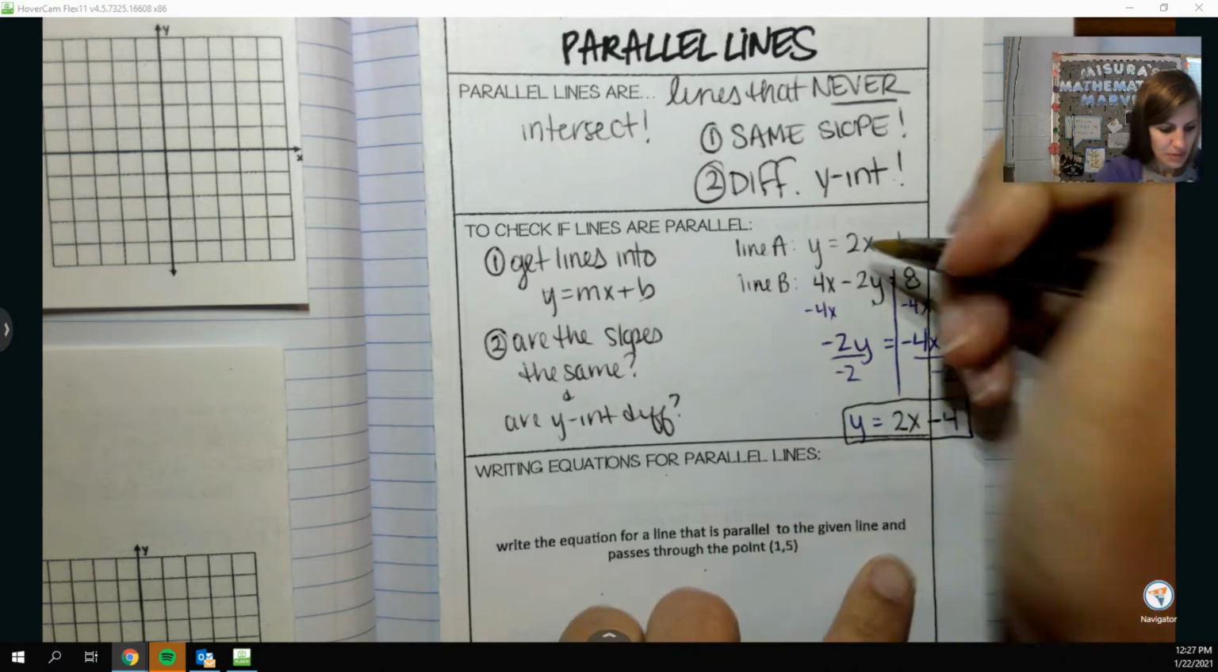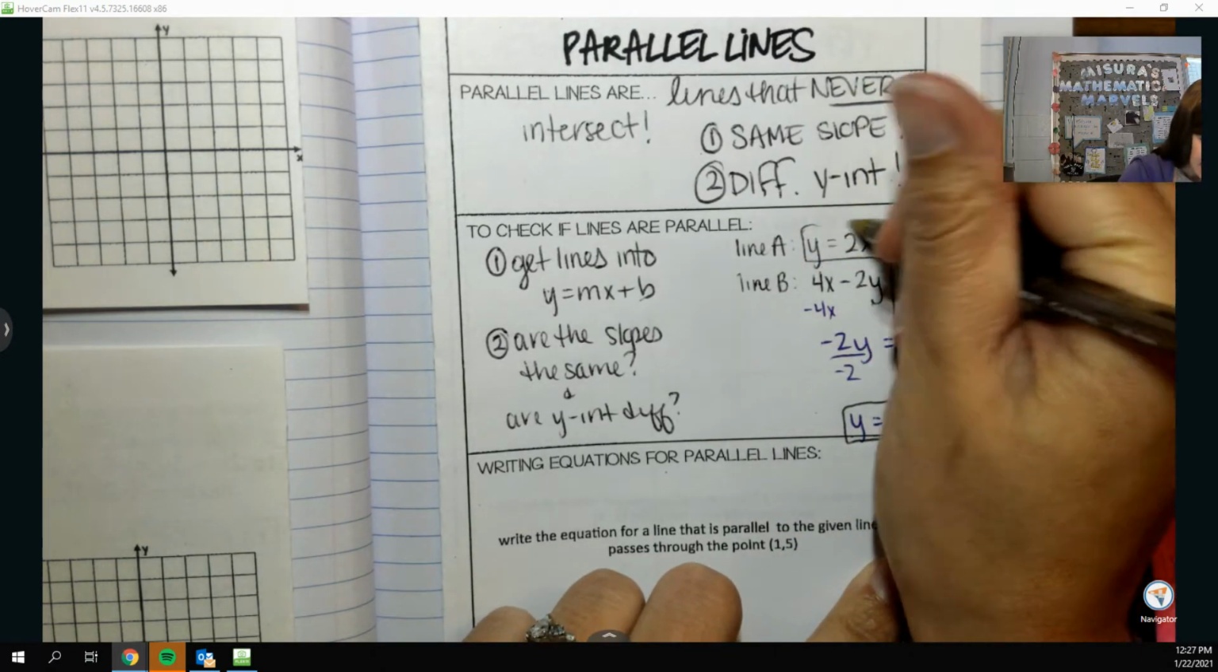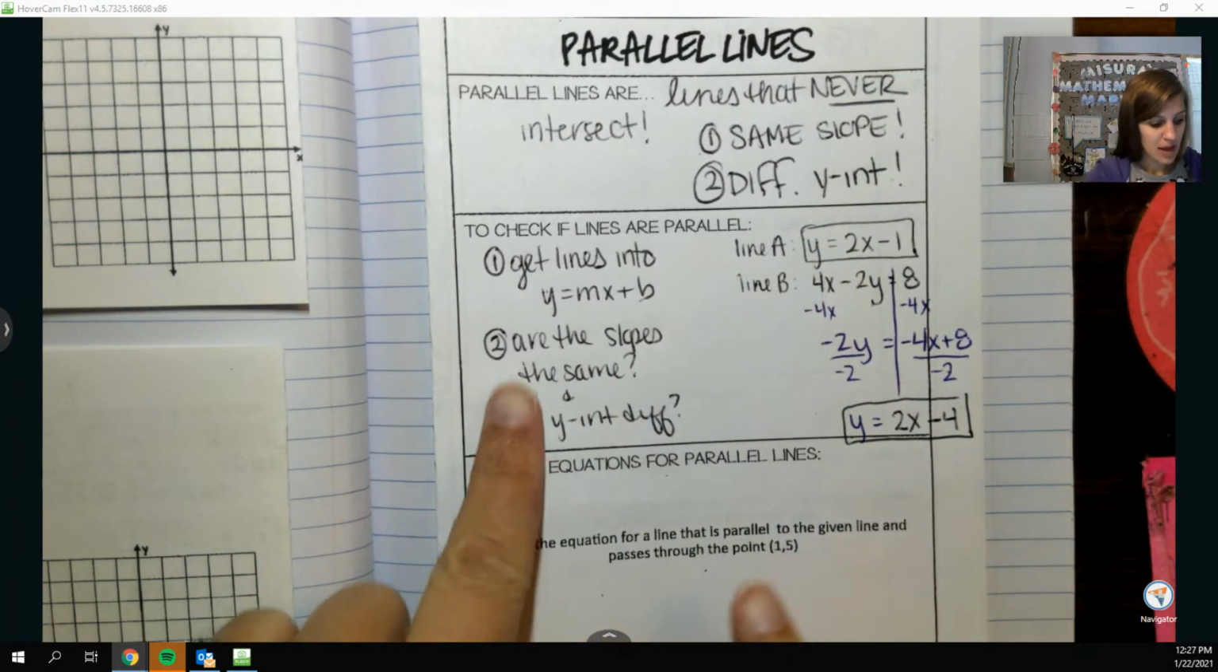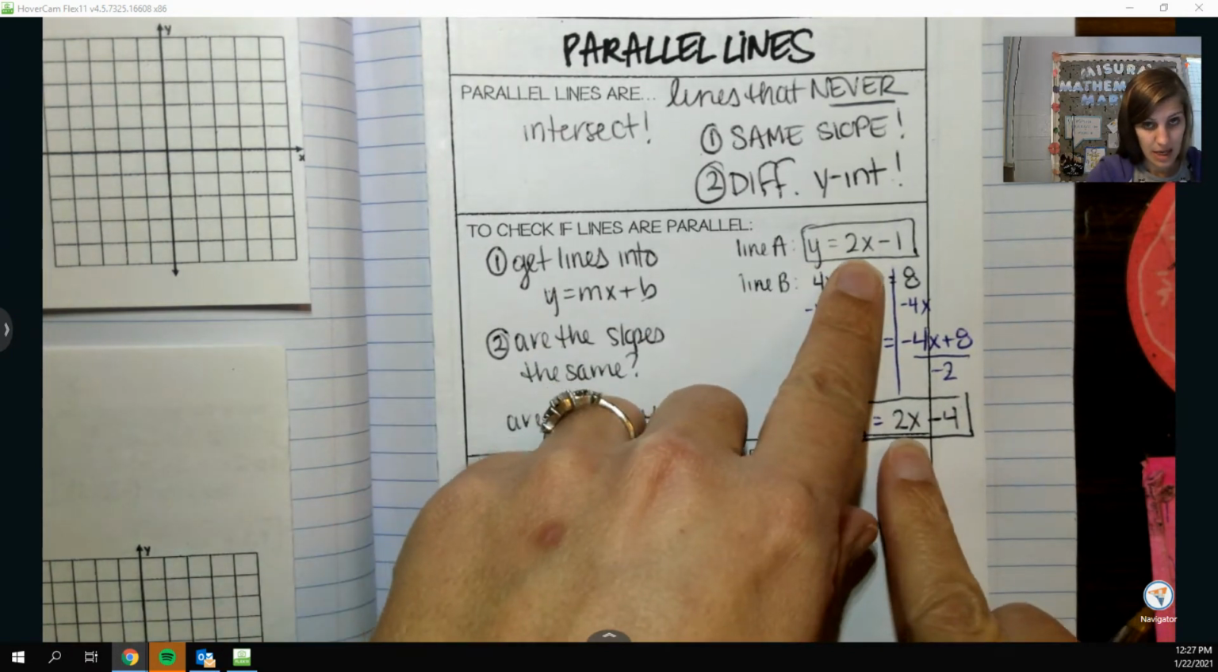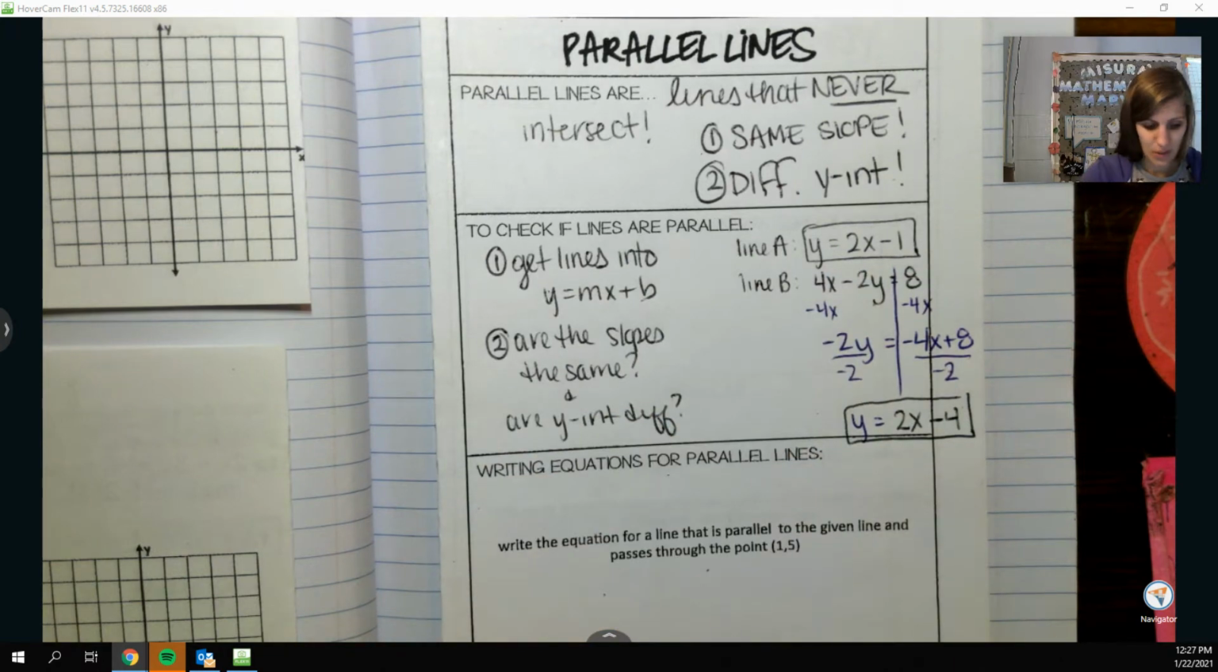And here's my other line. And so when I compare the two, now I need to answer this question. Are the slopes the same? Yes, because they are both 2.